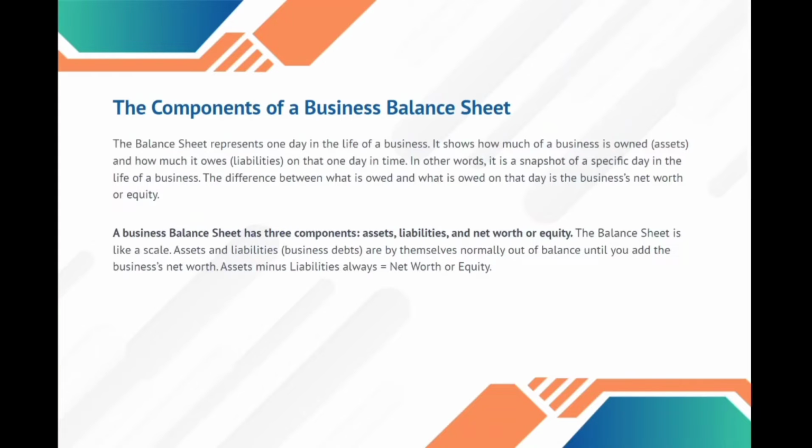A business balance sheet has three components: assets, liabilities, and net worth or equity. The balance sheet is like a scale. Assets and liabilities, business debts, are by themselves normally out of balance until you add the business's net worth. Assets minus liabilities always equals net worth or equity.